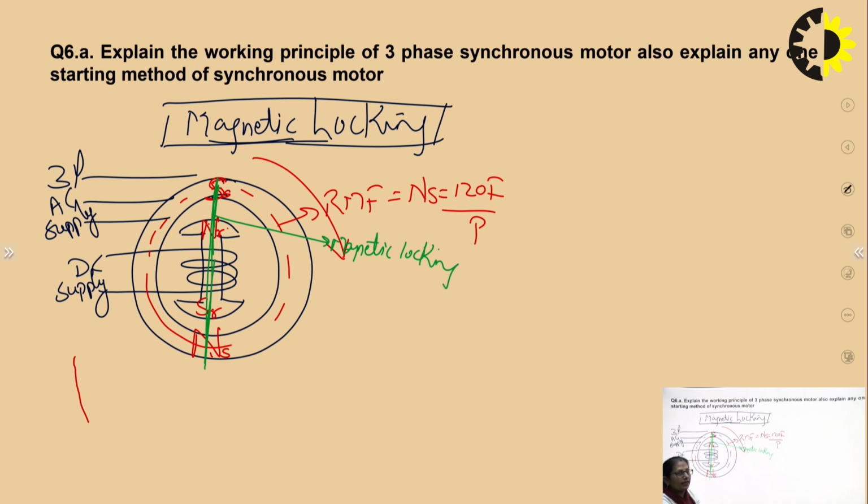If magnetic locking is done, now what will happen? We'll be seeing whether this locking takes place so easily or not, right? If the magnetic locking occurs, obviously, this rotating magnetic field will drag the rotor into synchronism. Initially, the rotor is not rotating, right? It is just being fed with a DC supply. Now, if the magnetic locking occurs, the rotating magnetic field will draw the rotor into synchronism and will make the rotor also rotate in the same direction with the same speed, which is 120 F by P, which is nothing but the synchronous speed. That is how a three-phase synchronous motor has to work, right?